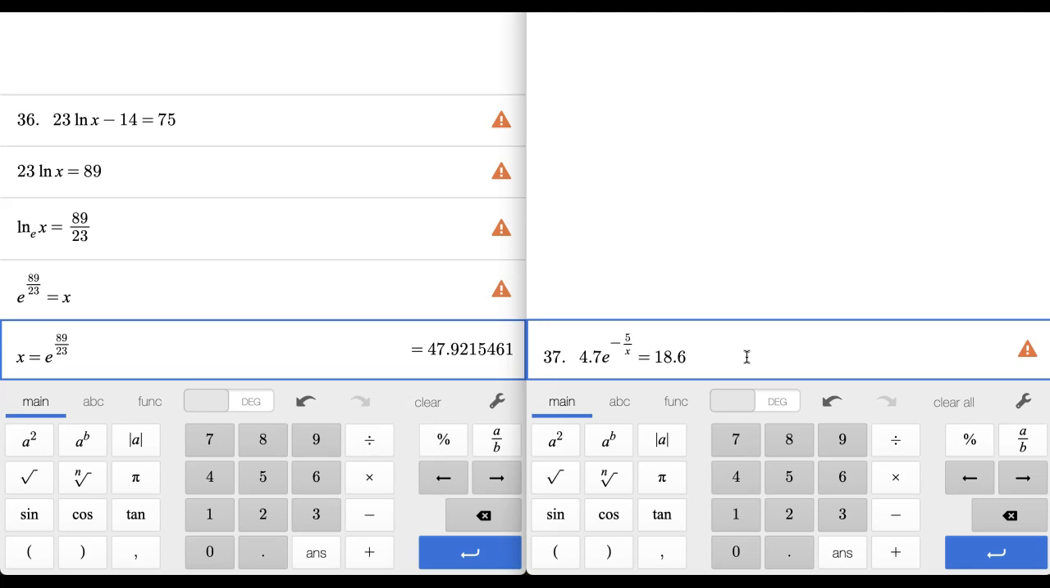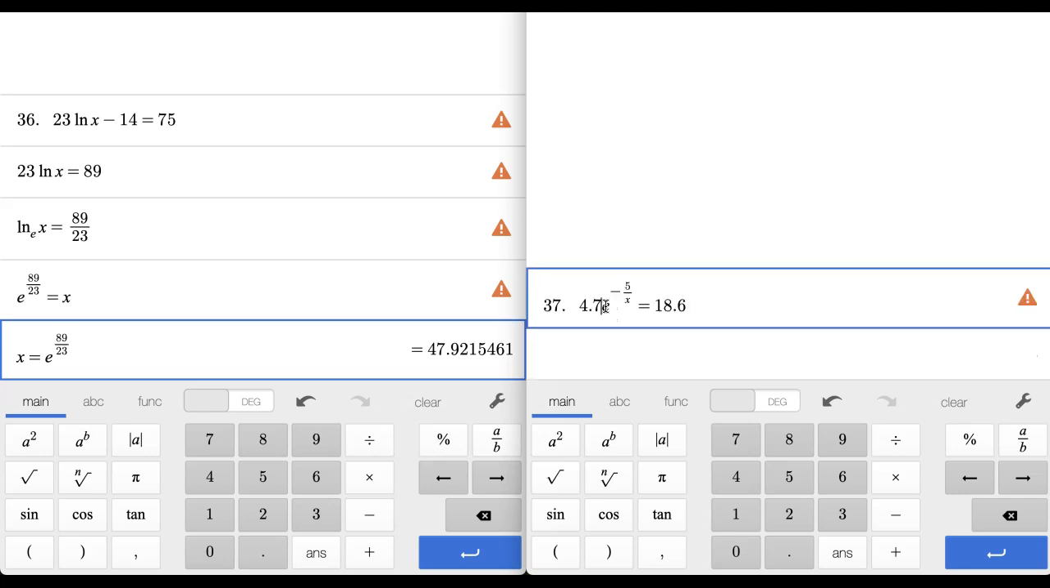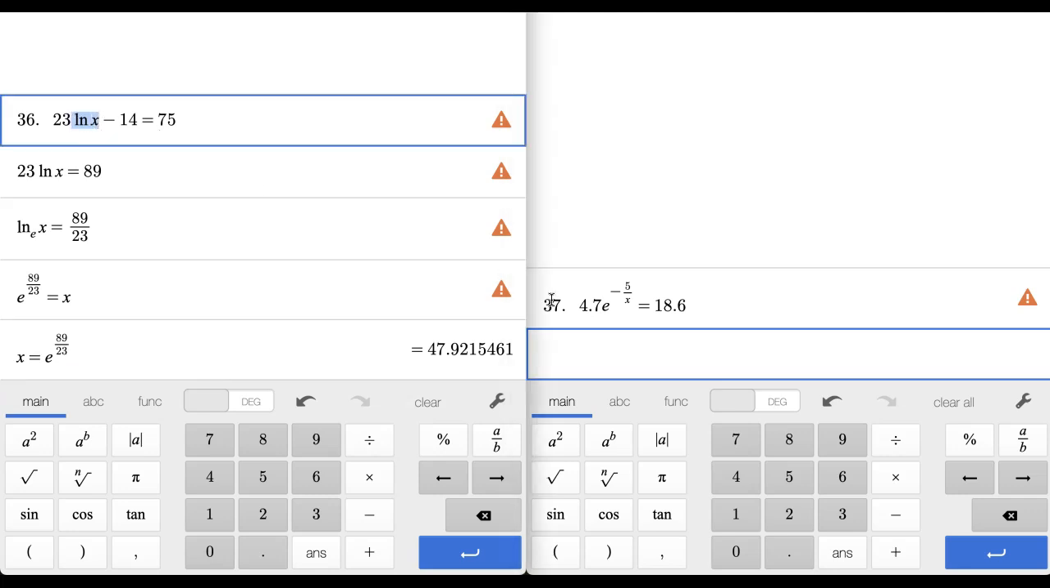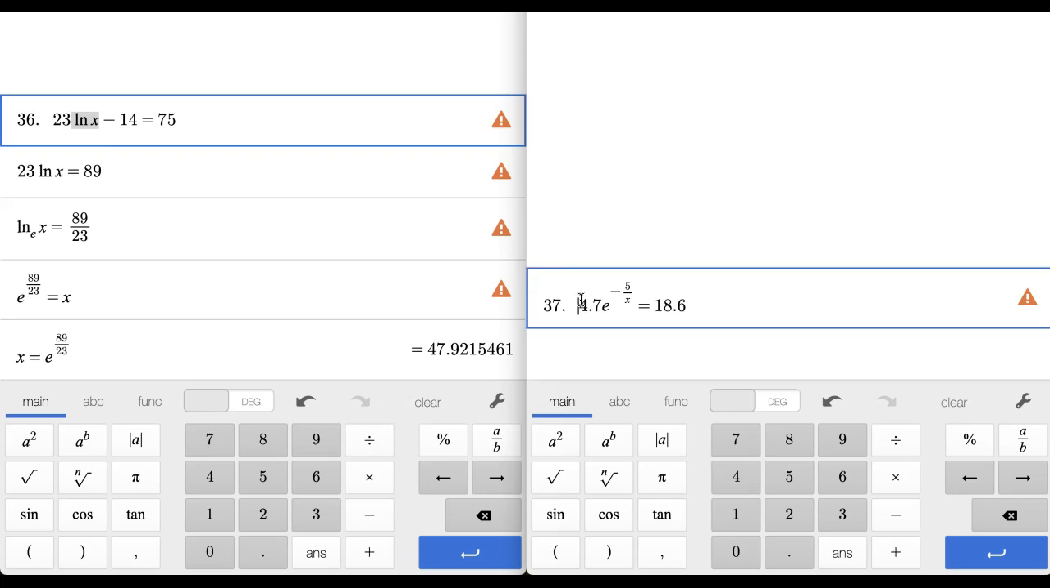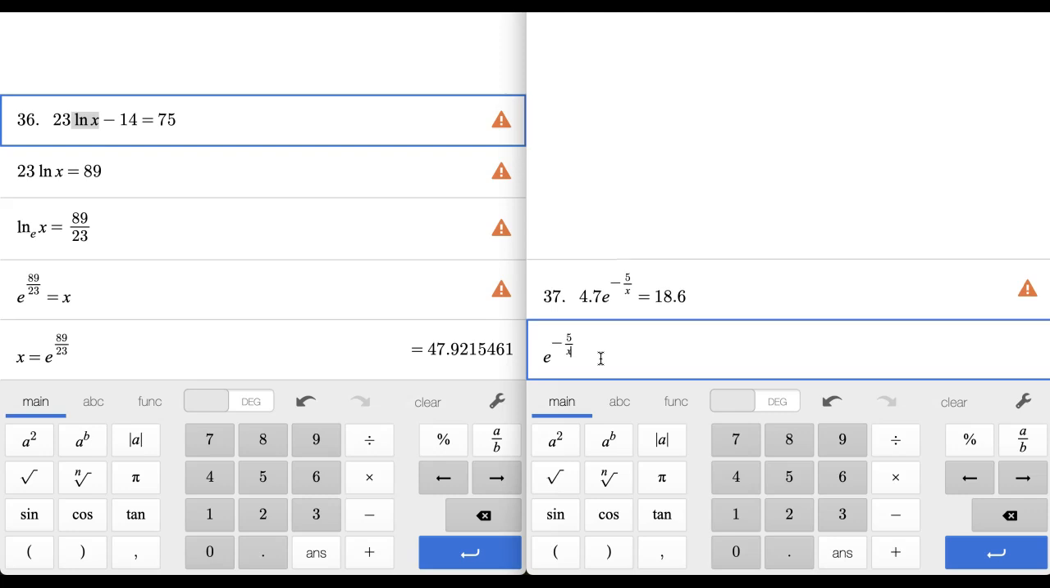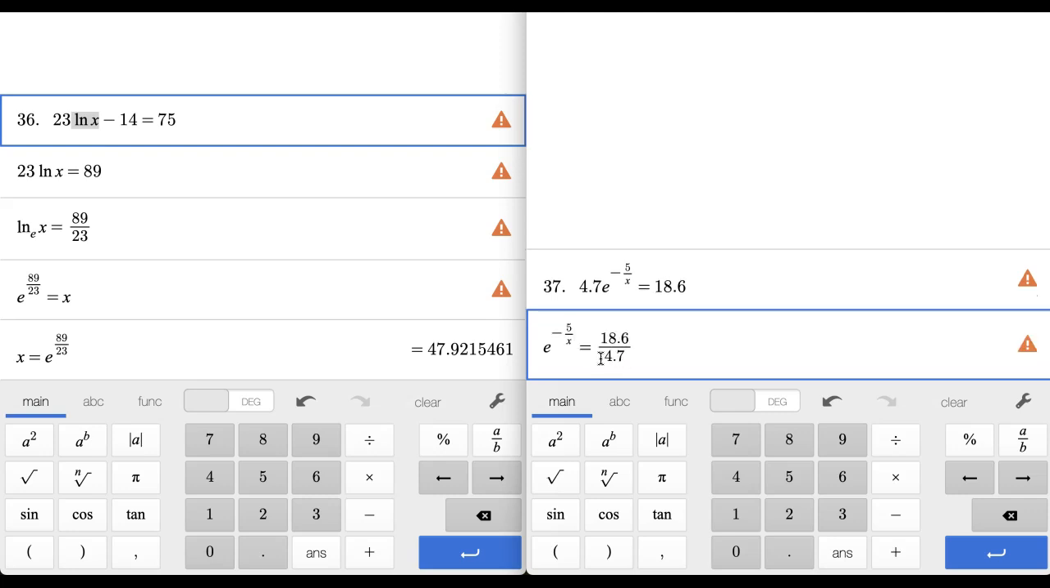Okay, number 37. Similar, let's get our exponential term by itself. This one we got the log expression by itself. This one is exponential. Because if you isolate it, you can essentially switch between the two forms, right? Log form, exponential form. So the only thing we need to do is divide both sides by 4.7. So e to the power of negative 5 over x equals 18.6 over 4.7. I don't think that's going to simplify nicely, so we'll leave it in its ugly fraction form, and the calculator will do the work for us at the very end.